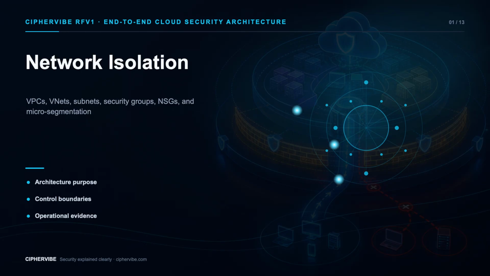Network isolation organizes cloud reachability around purposeful boundaries. It limits which systems can communicate, reduces lateral movement, and makes public, application, management, and data paths easier to reason about. We will connect its purpose, design boundaries, implementation path, failure modes, and evidence of effectiveness.